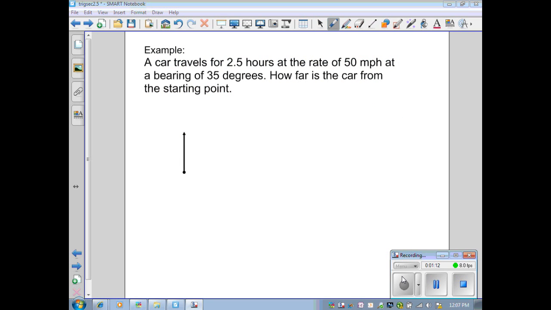Let's look at another example. A car travels for 2.5 hours at the rate of 50 miles per hour at a bearing of 35 degrees. How far is the car from the starting point?